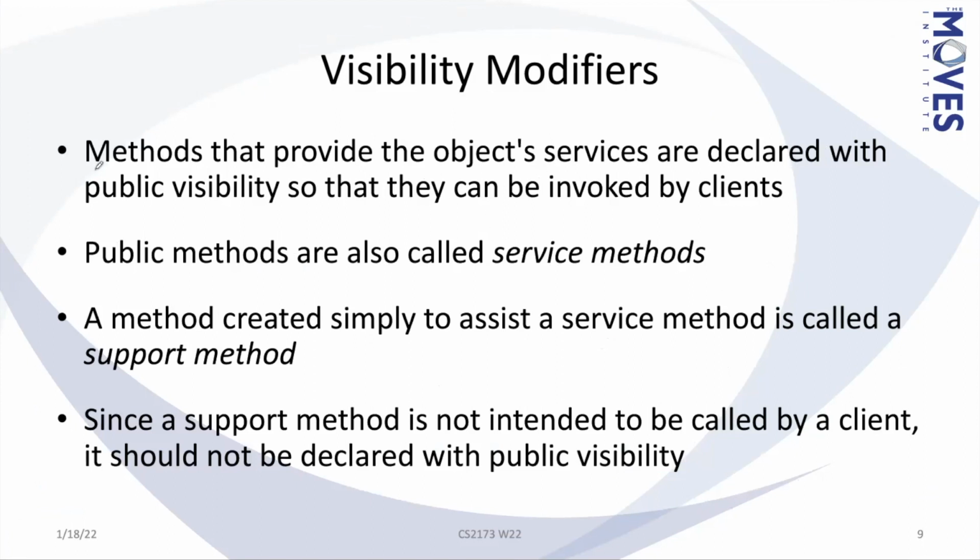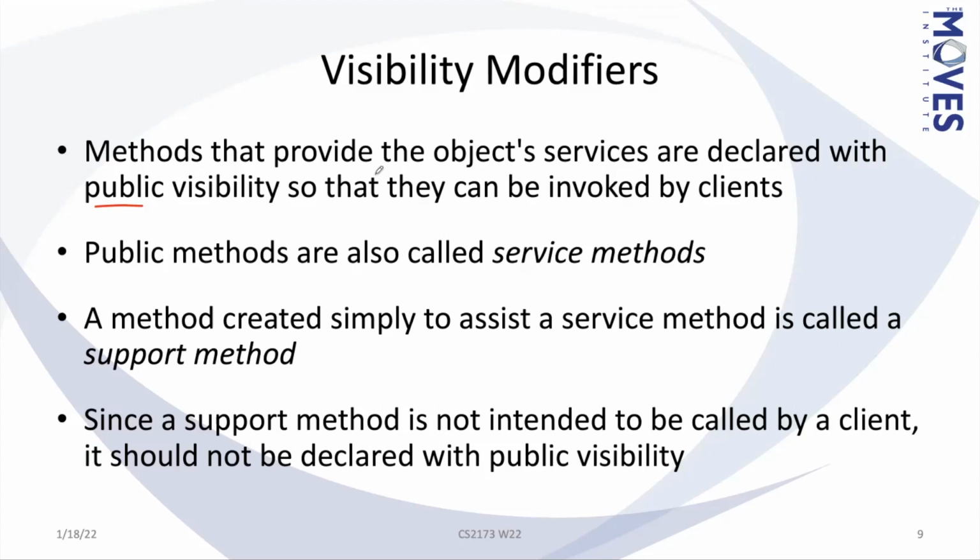Okay, the methods are declared with public visibility. Otherwise, if they're not declared with public visibility, then they can't be invoked. So the whole point of the methods is that they provide these services. Service methods, I don't tend to use that term. That's something that the book likes, but again, it's a fairly descriptive term. Now, sometimes they're called support methods. Here's where it comes up.